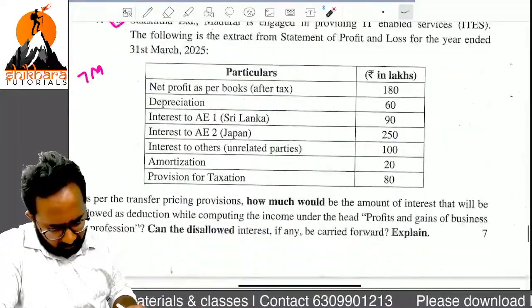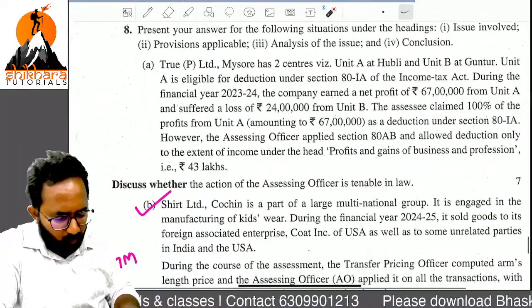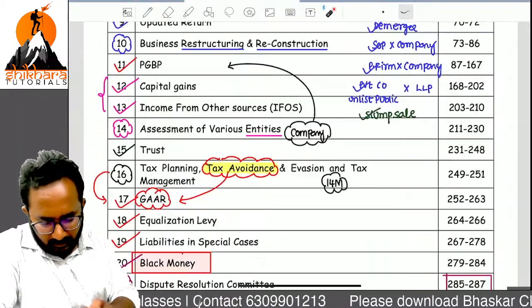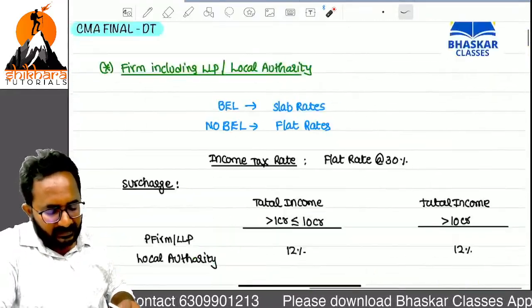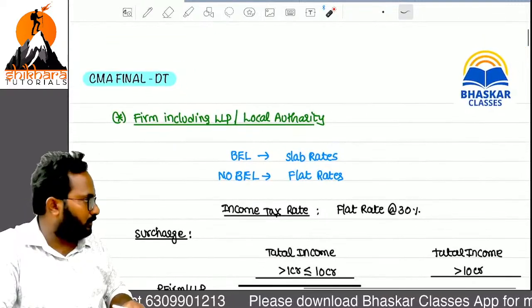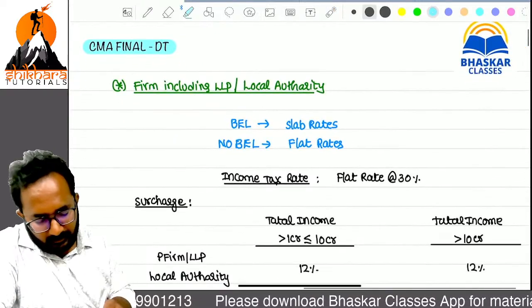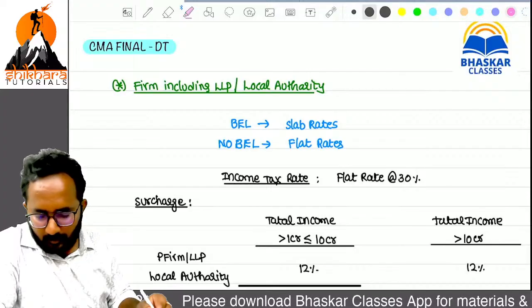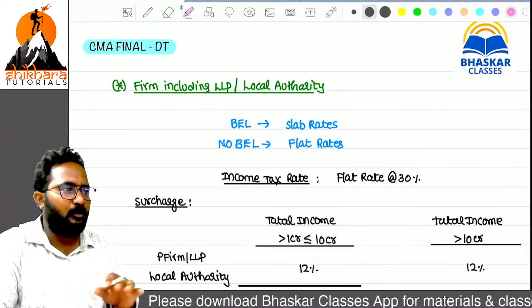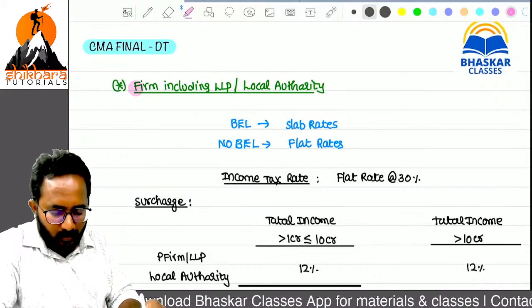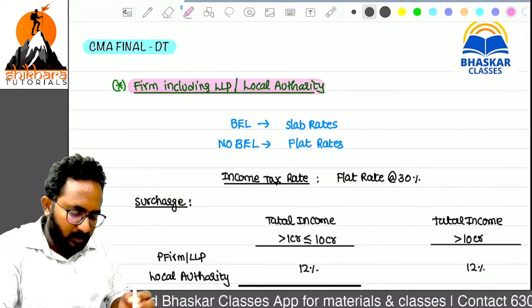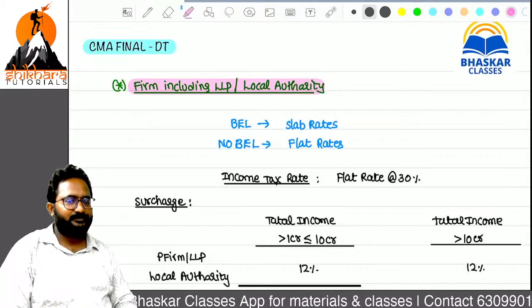As of now, this is the only question we have, but try to figure out the remaining things next month. In the person definition, up to now we are over with individual, HUF, AOP, BOI, AJP. Now we can discuss the firm including LLP, and local authority.